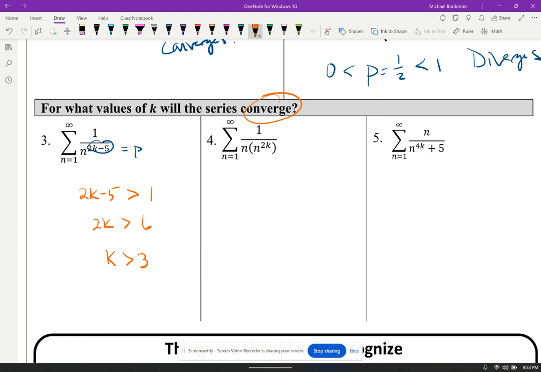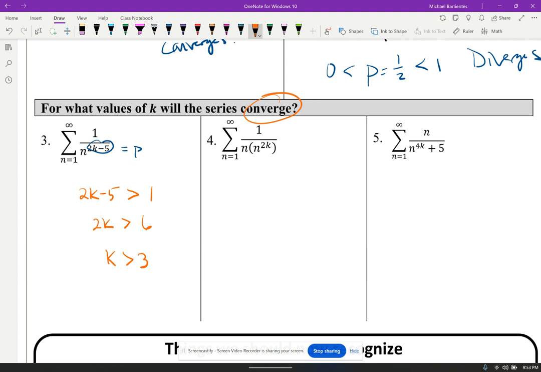Right? How do I know that? Because I took the exponent, it had to be greater than 1. I added 5 on both sides. I divided by 2 on both sides. So my k value has to be bigger than 3 in order for this infinite series to converge. And this is kind of getting a taste into where we're going, which is we're going to be looking for intervals of values that would make a specific series converge. Well, if we know what the rules are, then we can apply the rules and figure that out.